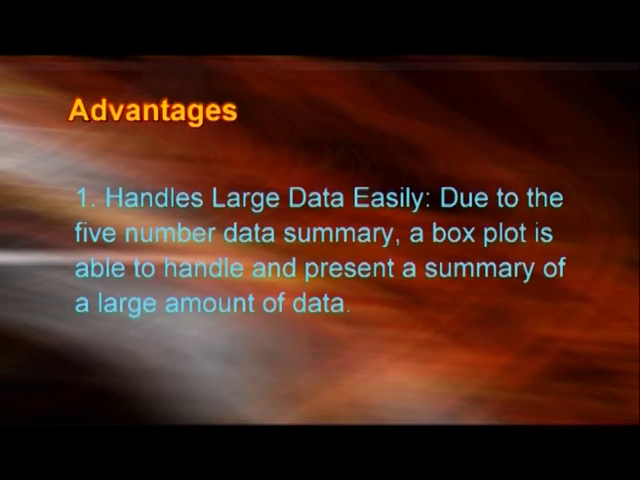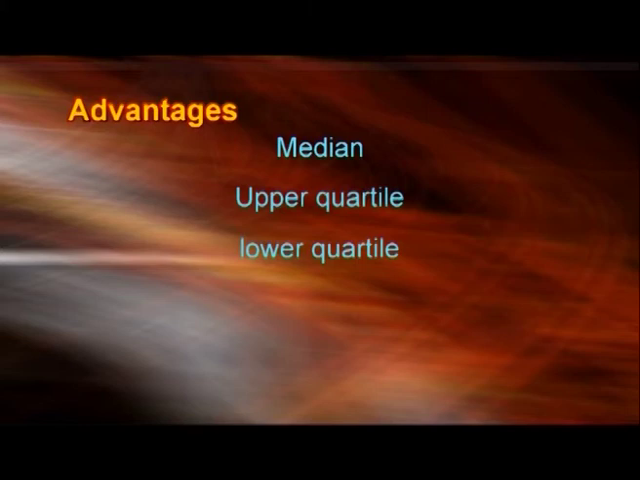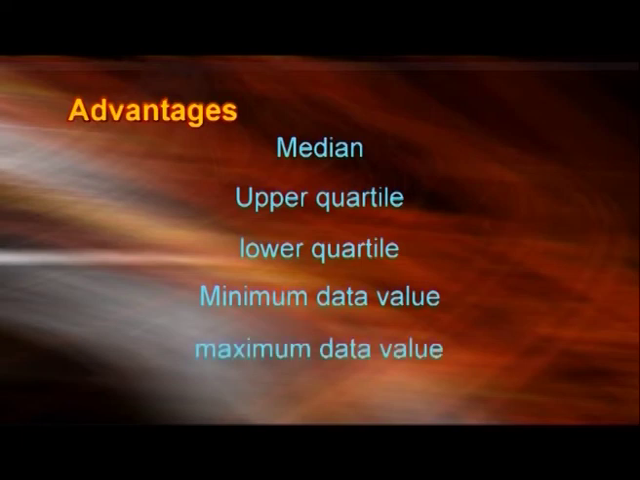Let us discuss the advantages and disadvantages of box plot. The advantages are: handles large data easily. Due to the 5-number data summary, a box plot is able to handle and present a summary of a large amount of data. A box plot consists of the median, which is the midpoint of the range of data, the upper and lower quartiles, which represent the numbers above and below the highest and lowest quarters of the data, and the minimum and maximum data values.